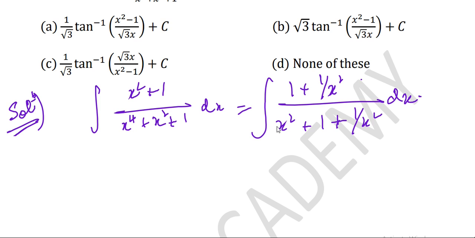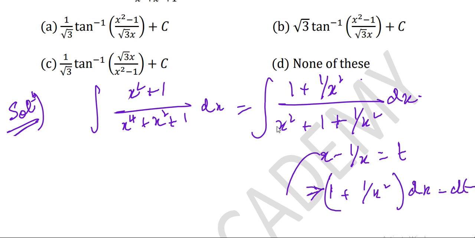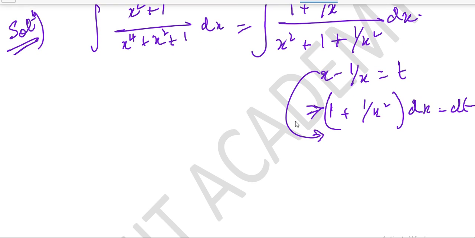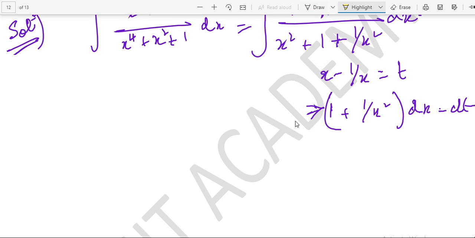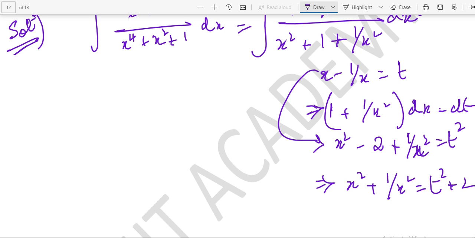Now we have to take what? We have to take the substitution as x minus 1 by x as t. If you see the new numerator, we have 1 plus 1 by x square. So if you just differentiate this one, 1 plus 1 by x square dx is dt. And again, if you square both sides, this is x square minus 2ab, so that's only 2, plus b square, x square plus 1 by x square is t square. So what is the value of x square plus 1 by x square? It is t square plus 2.